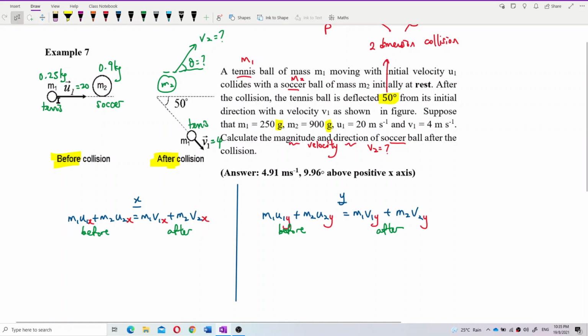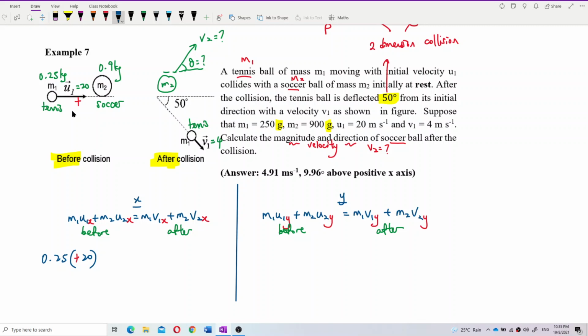Mass 1 is 0.25, so just put 0.25. Do the x component first. Now for U1x, before collision, U1 only has an x component, it doesn't have a y component. So this is going to the right. Going to the right is positive. Direction of velocity to the right is positive. So this 20 is totally in the x component, and it's in the right, positive direction. So we just write it as positive 20.